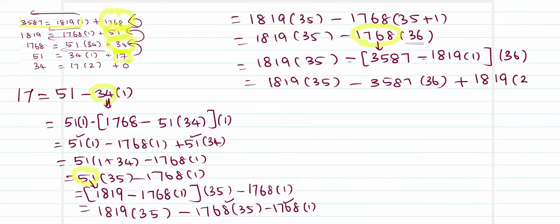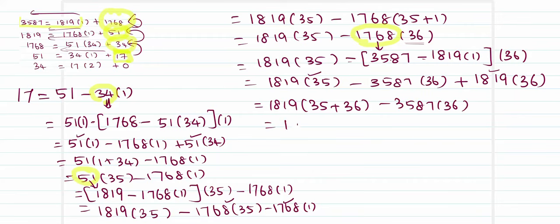1819 times 36. Now next stage, 1819 and 1819 over here, club both of them. So it is 35 plus 36 minus 3587 times 36. So 1819 times 35 plus 36 makes it 71, minus 3587 times 36. We are almost there. We have now reached the starting point.